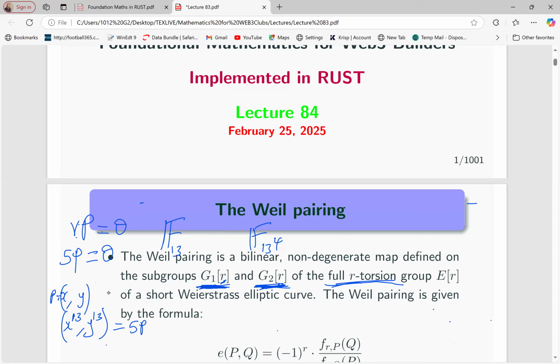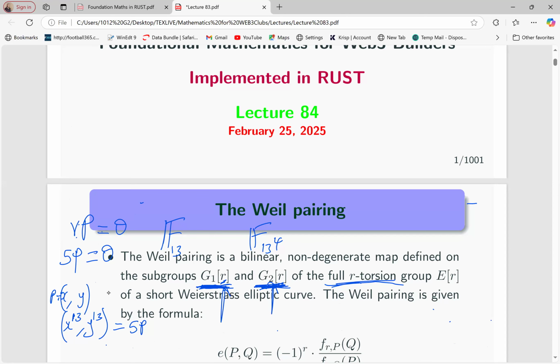It's a subgroup. A subgroup, of course, is a group. That's why I'm referring to it as a group. So this one has 5 points, and this one has 5. Out of those 5, we only require one point from this and one point from this. Then we use them to do Weil pairing.